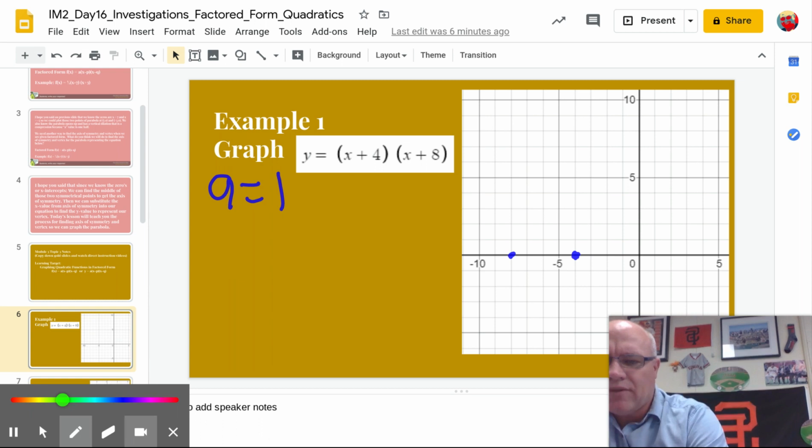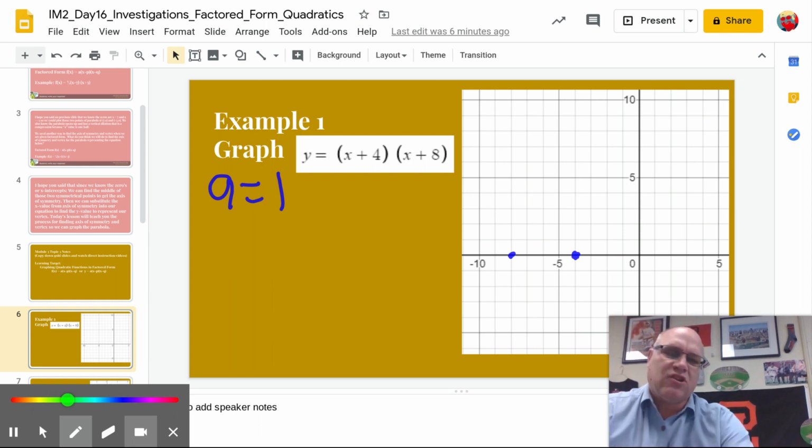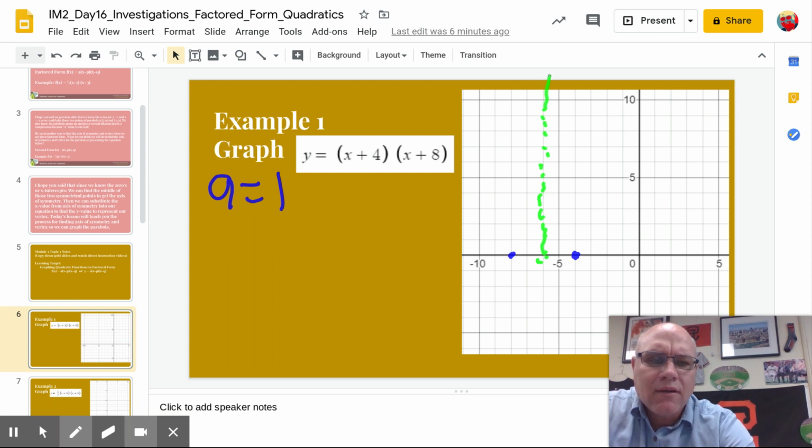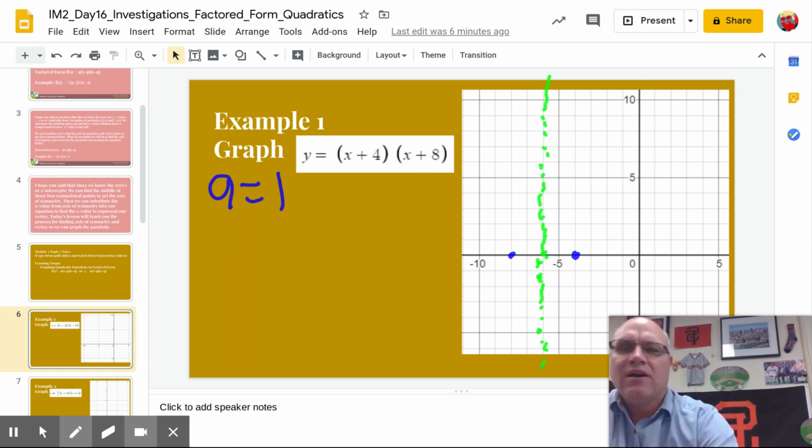Two different ways. One, visually: if we have the graph here, we can just work our way to the middle and say, oh, my middle is right here. What's that value? Oh, that's the value x equals -6, right? So our axis of symmetry is x equals -6.